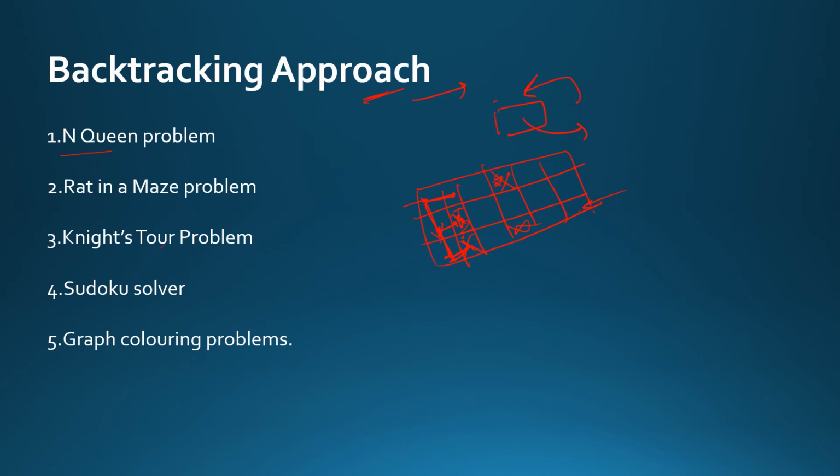Another is the knight's tour problem. Another is the Sudoku problem. Another is the graph coloring problem. Coloring graph nodes is also an example of a backtracking algorithm.